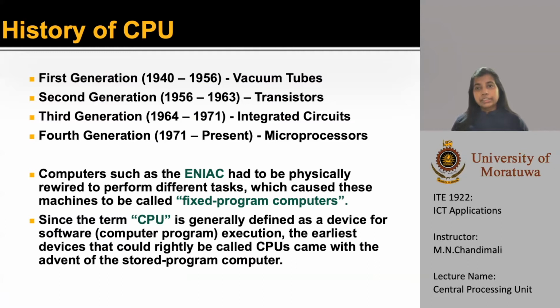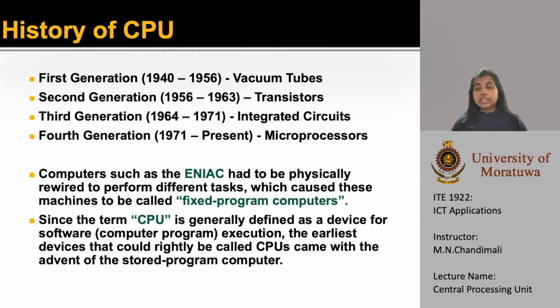The first generation of CPUs were the vacuum tubes. These computers that had vacuum tubes were very large in size and had very limited processing speed and processing power. Then came the transistors. The size of the computer became smaller with the invention of transistors, and the processing speed and power increased. Then it was the era of integrated circuits.